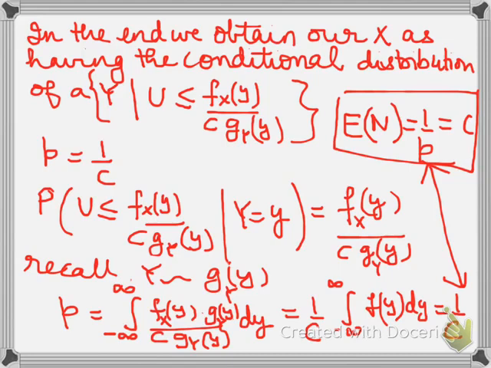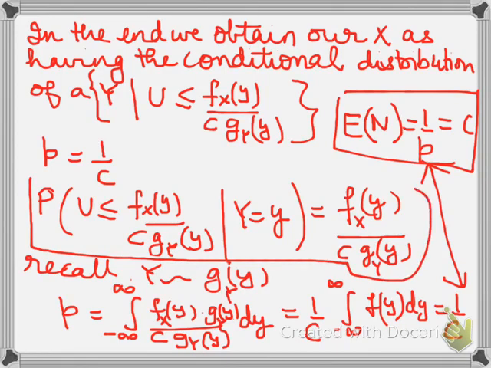So once again, we obtain our X as having the conditional distribution of Y given U is less than or equal to f_X over c g_Y. Now p is equal to 1 over c, so the probability U is less than or equal to f_X(Y) over c g_Y, given Y equal to y, is nothing but f_X(y) over c g(y), because U is uniform. This equality holds because U is uniform.